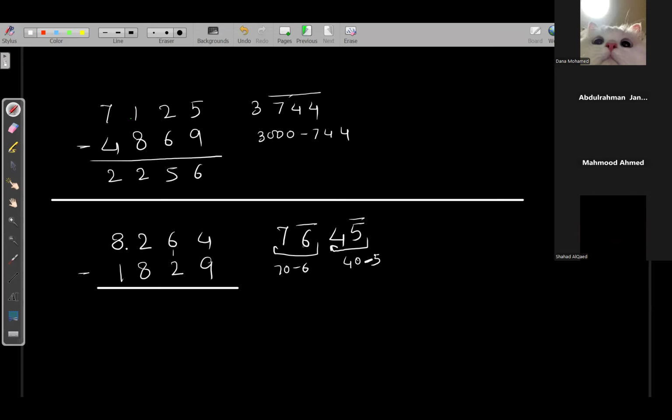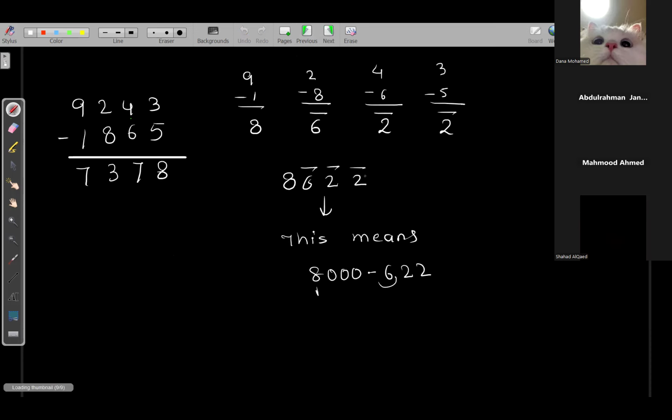Yeah, this we are following. This is same. Yeah, 7 bar 6 means this is a 10 place and 1 place. That is why it becomes 70. Getting it or no? Okay. Yeah. Like that. So 70 minus 6 will give you 64, and 40 minus 5 will give you 35. This is your answer. Okay.